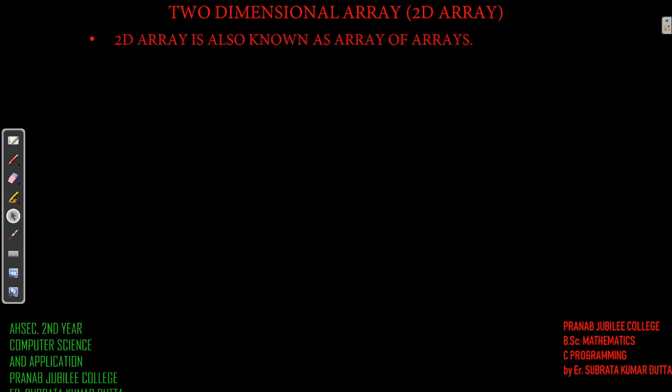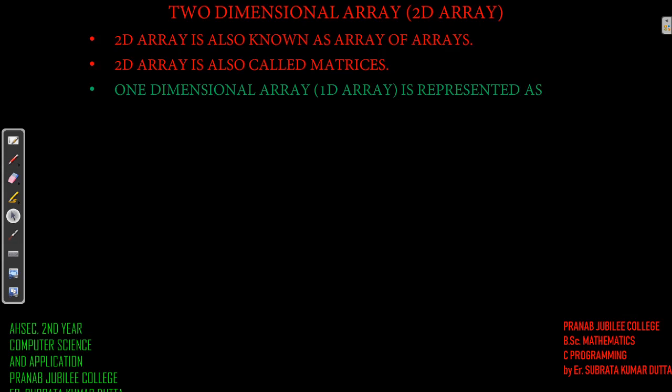A two dimensional array is also known as an array of arrays. Remember this line; we will discuss why it is called an array of arrays. A 2D array is also called a matrix. I hope you have come across matrices in mathematics. Why it is called an array of arrays or a matrix, we will discuss in these videos.